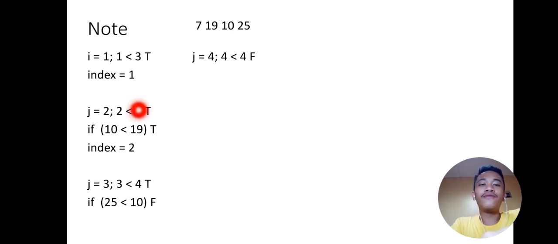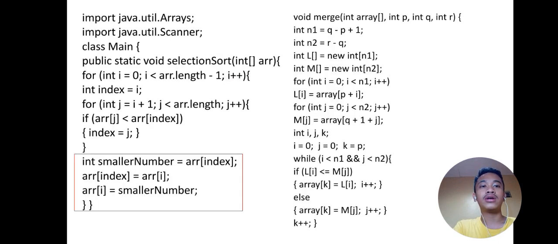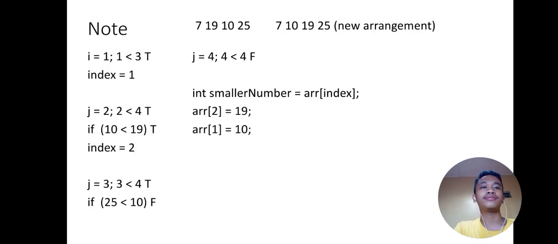So 2 less than 4 is true. Perform the if statement. 10 less than 19 is true. So therefore, index is equals to 2. Loop again and increment j to 3, and 3 less than 4 is true. Perform the if statement, 25 less than 10 is false. So loop again, that would be j is equals to 4 and 4 less than 4 is false. So we need to jump here and perform this code once again.